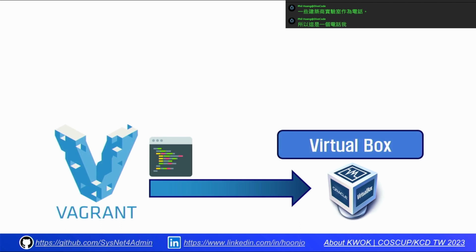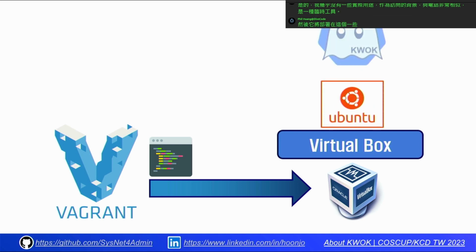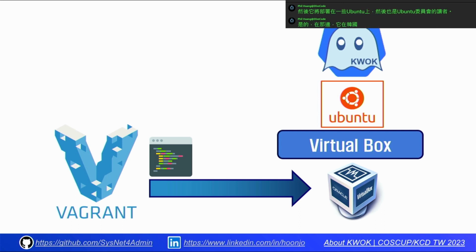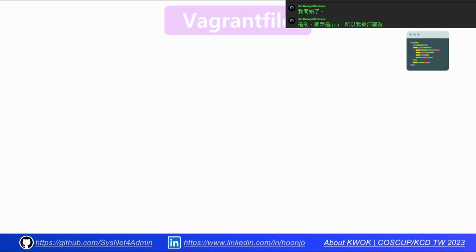I'm using a Vagrantfile as the background, which is really similar to Terraform. It's a kind of provisioning tool, and then it will be deployed on Ubuntu, and the Ubuntu community reader is in here too. I saw it over there in Korea, and then Quark. Yes, the icon is Quark.